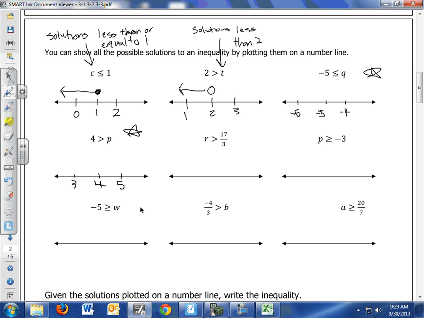Good. Careful. My solutions are bigger than -5. My solutions are bigger than -5. Good. Good. All right.